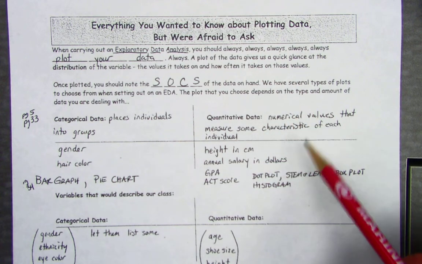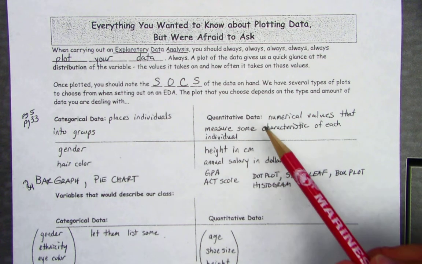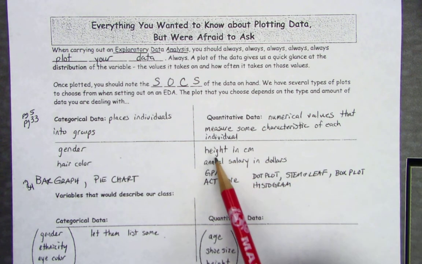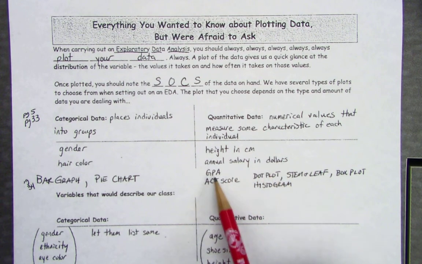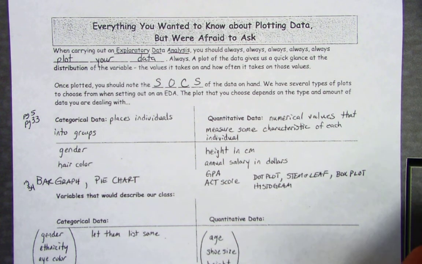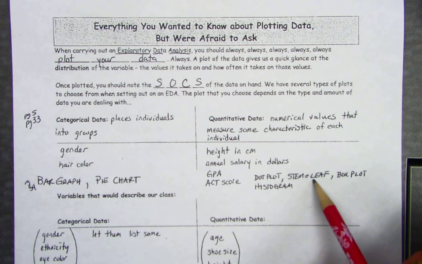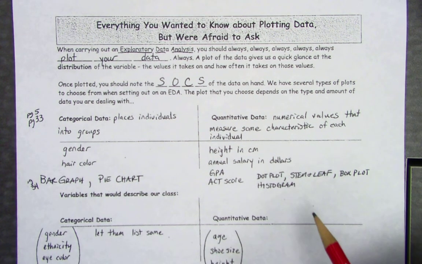Quantitative data. Those are numerical values that measure some characteristic of each individual. Some examples of quantitative data would be someone's height in centimeters, or an annual salary in dollars, maybe a grade point average, an ACT score, something that is numerically measured. So if we're going to use graphical representation for quantitative data, we use a dot plot or a stem and leaf plot, or a box plot, or a histogram. And we're going to make each one of these graphical displays in the next few pages of the notes.